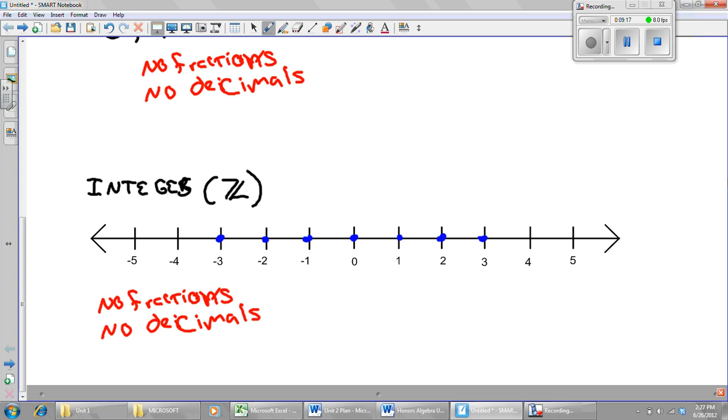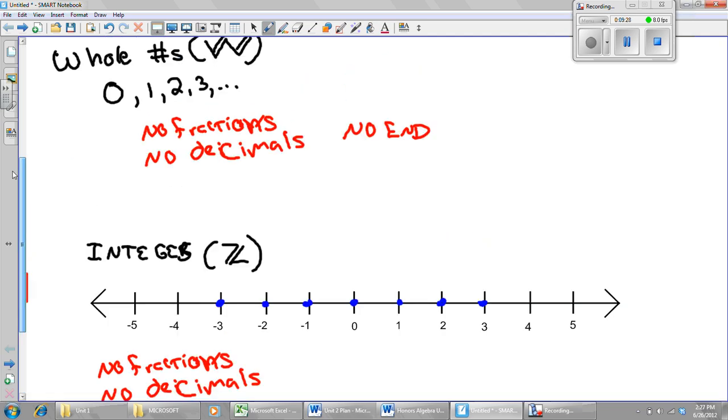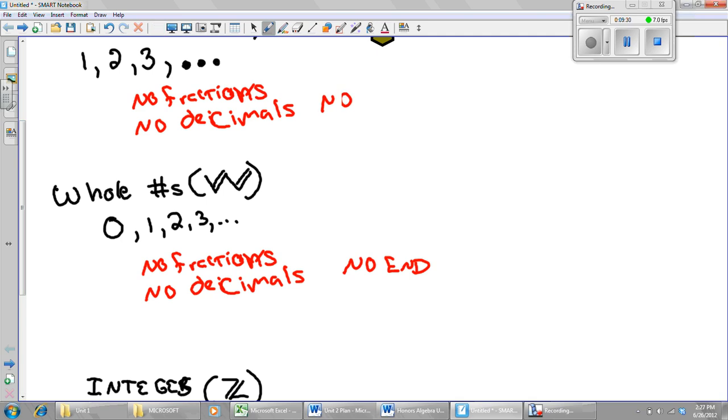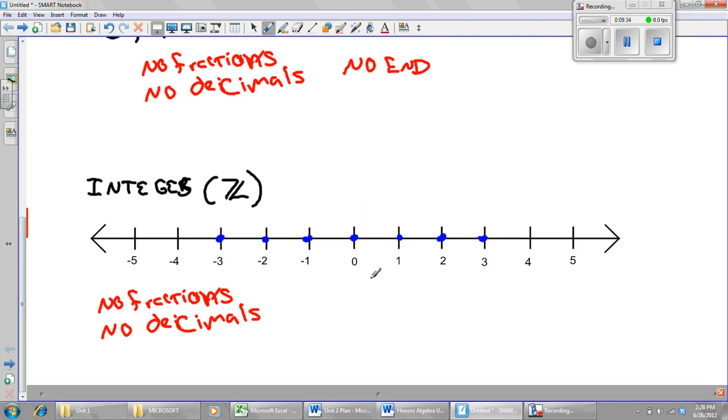And another really cool thing is that while the naturals and wholes have no end, the integers actually have no beginning and no end. No beginning, no end.